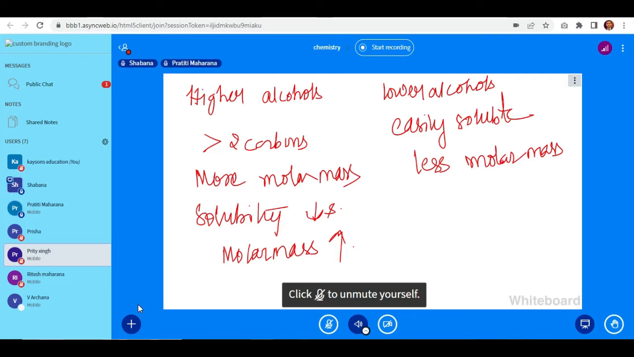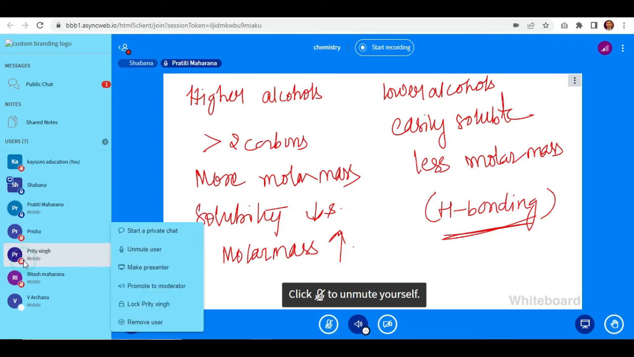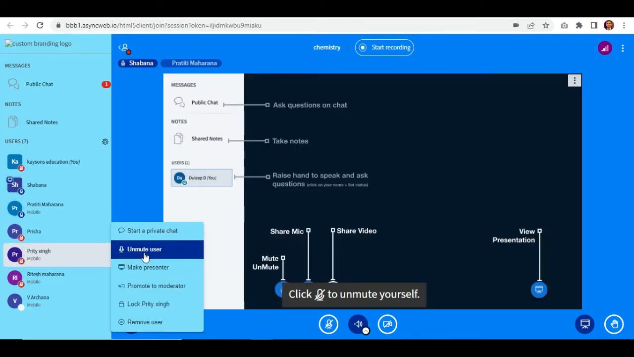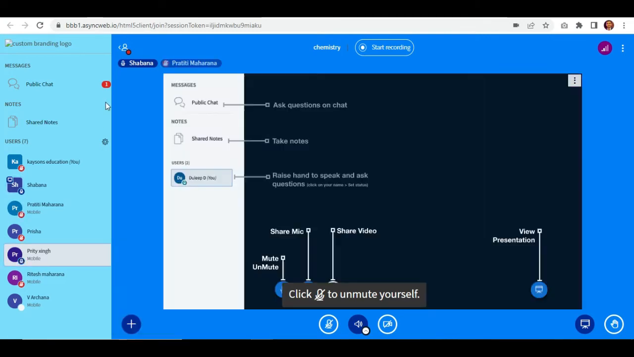And in lower alcohols you can find the existence of hydrogen bonding. Because of the hydrogen bonding factor, they are easily soluble in water, like polar solvents. Clear? Okay.